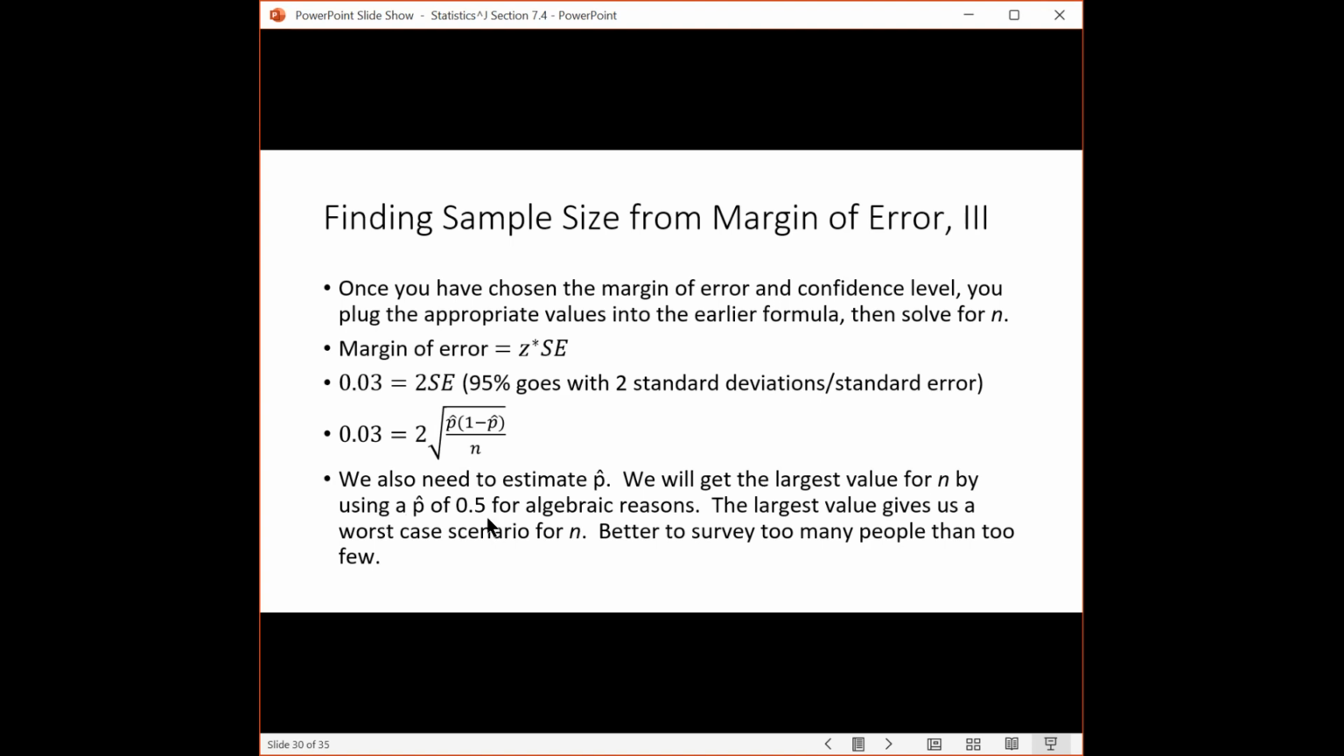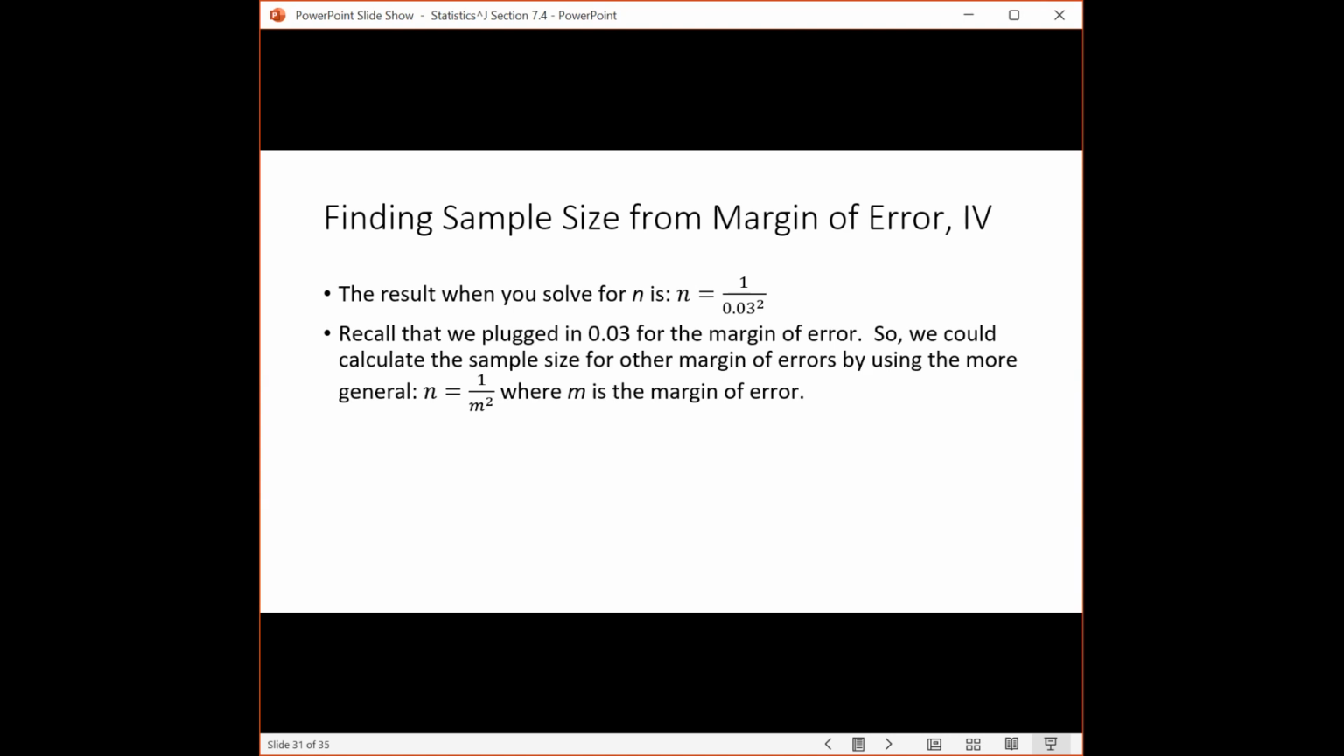For algebraic reasons, they're complicated. That's just that if you use 0.5 for p hat, you're going to get the biggest number for n. And it's better to have a bigger number and survey too many people than too few. That's the idea. All right, and then so finally the result when you solve for n is like magic.